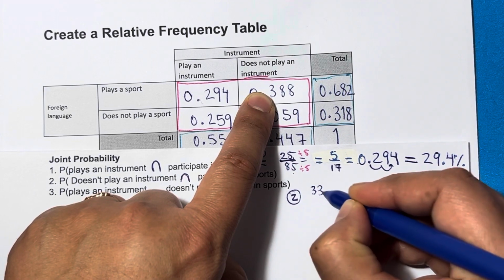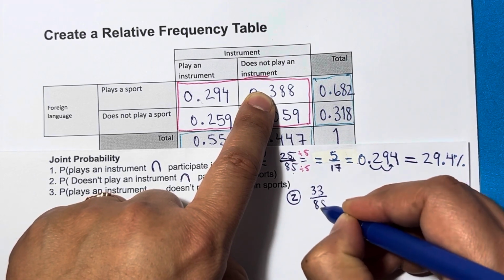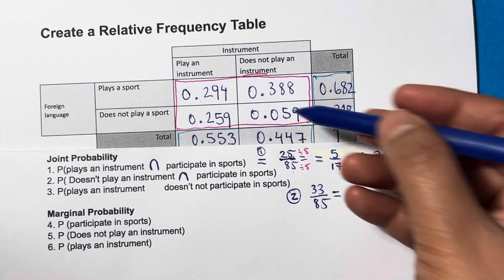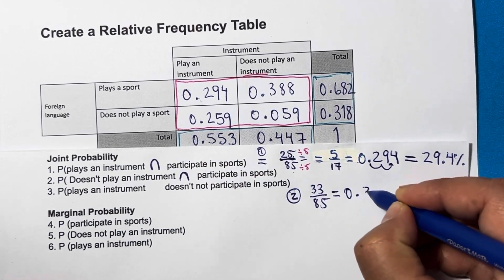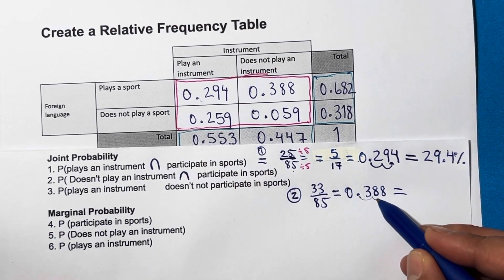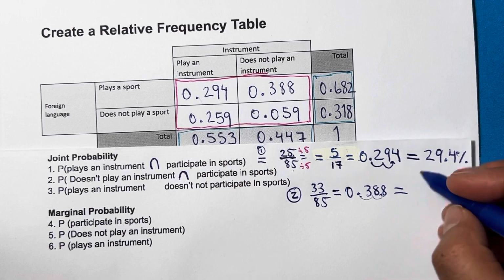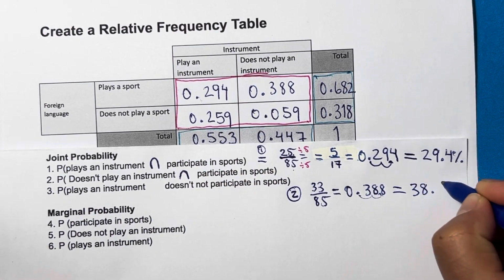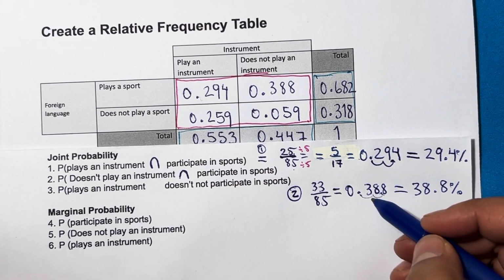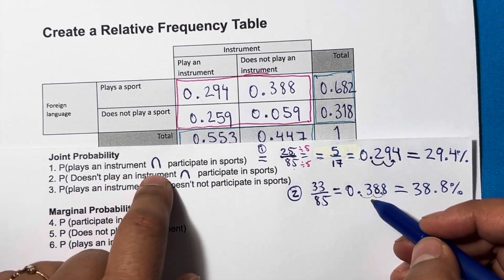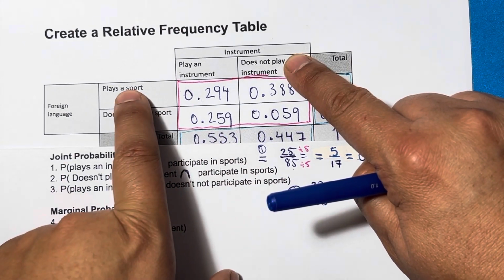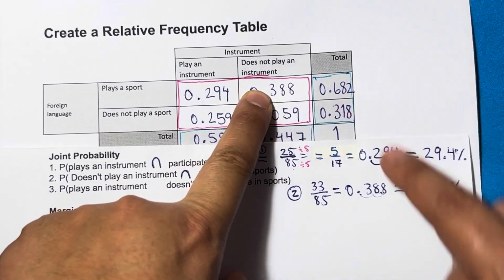It's 33 divided by the 85. 33 divided by 85, we already have the information. It's 0.388. Okay, and we move it for the percent, move it 2 spaces, so it's 38.8%. How do we know it's this one? Again, doesn't play an instrument, and participates in sports, it's this one right here.